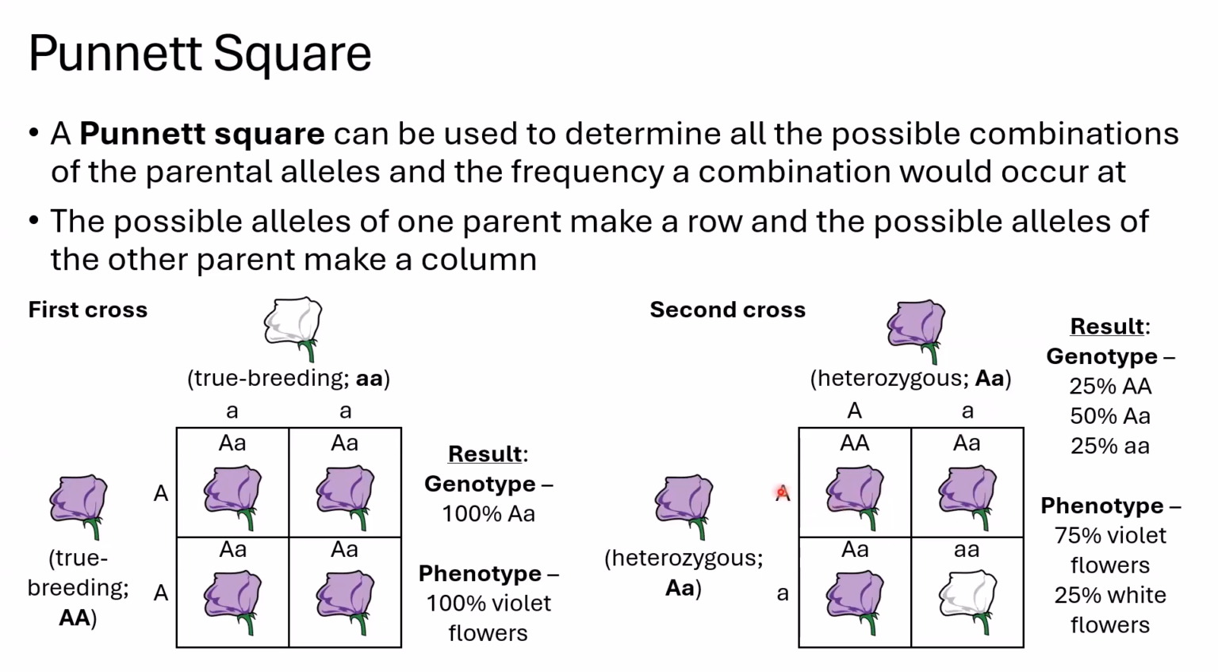Now let's look at the combinations. In the first box, we have an uppercase A from parent 1 and another uppercase A from parent 2, resulting in a homozygous dominant genotype and also a dominant phenotype.